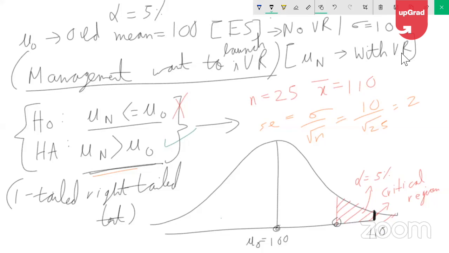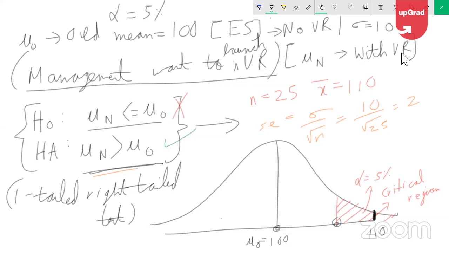A very simple way of thinking of this problem, if it sounds confusing, is like saying, hey, how high is too high? Management wants to launch VR. When I conduct the experiment, whatever new mean I get, I am basically trying to prove that the new mean is significantly high compared to the old mean.